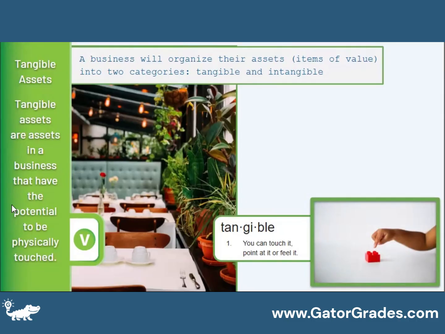Let's first define tangible. Tangible, you can touch it, point at it, or feel it. What are some tangible assets likely to be found at a restaurant? Let's look at the picture.